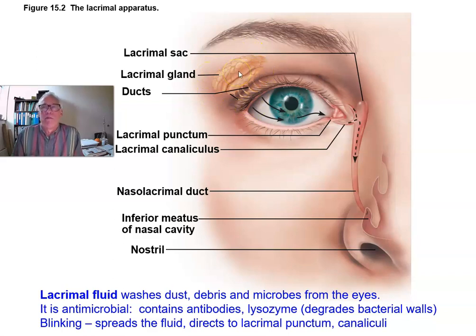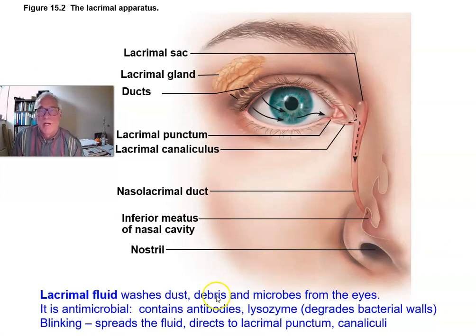The lacrimal gland produces the tear fluid, which then washes across the eye, carrying dust and debris and bacteria and what have you out of the eye into the canaliculi here and down into this duct into the nasal cavity. So if you poke yourself in the eye or it starts watering, you'll immediately notice your nose start running.